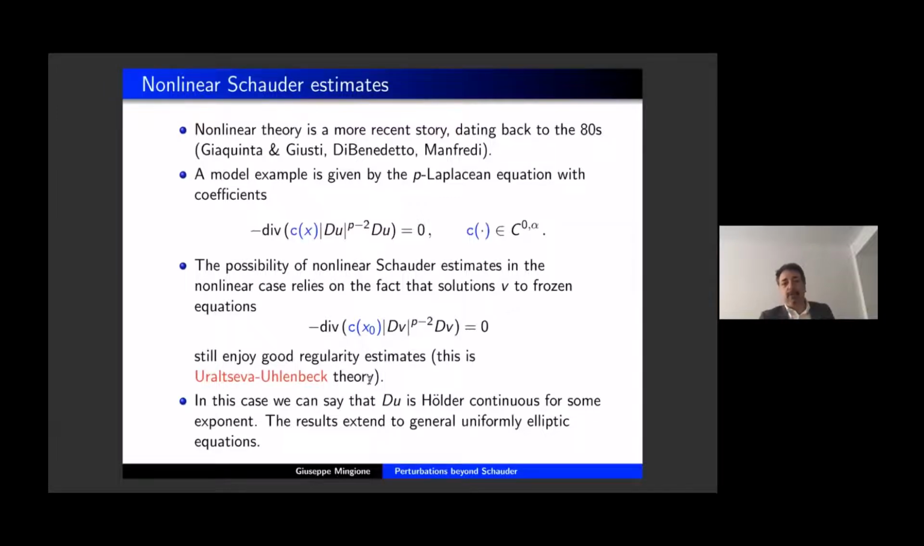And the same thing you can do in the nonlinear case. For instance, you can take the p-Laplacian operator, or even more general equations, and then you can add coefficients, then you can freeze coefficients, then you can use Uhlenbeck theory as reworked by people like Giaquinta, Giusti, DiBenedetto, Manfredi, especially Giaquinta and Modica, and then you can rearrange the same comparison procedure. But once again, you need that this equation is uniformly elliptic, and this is actually the case.